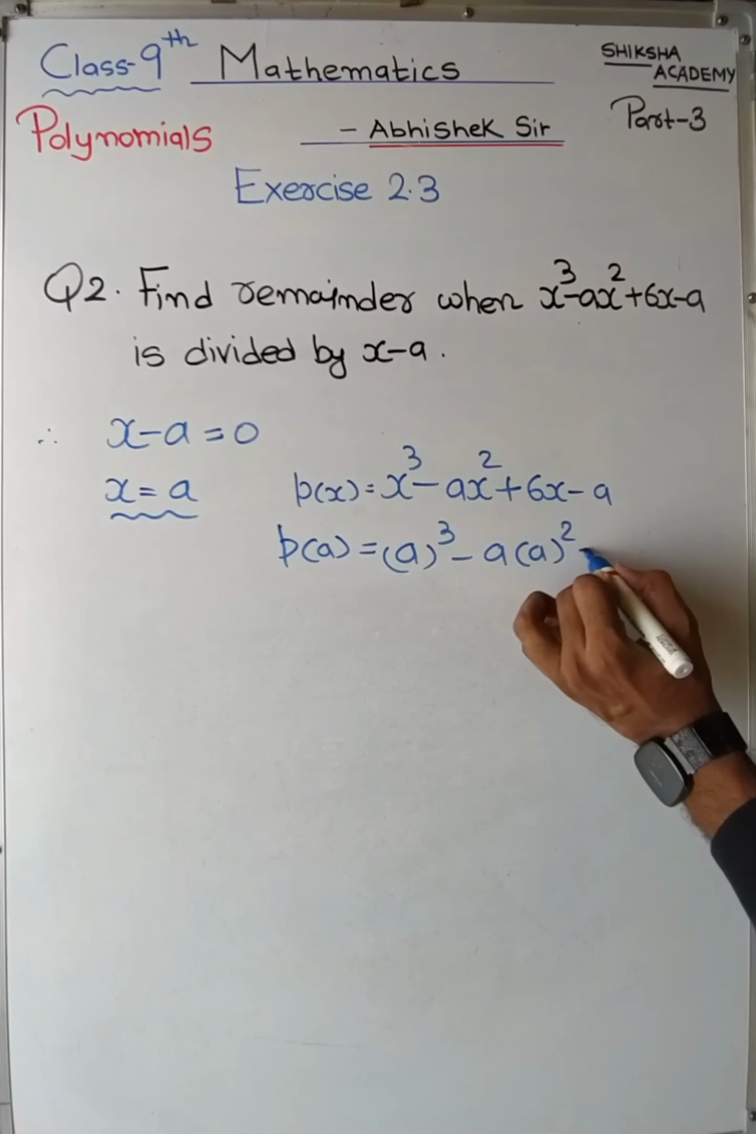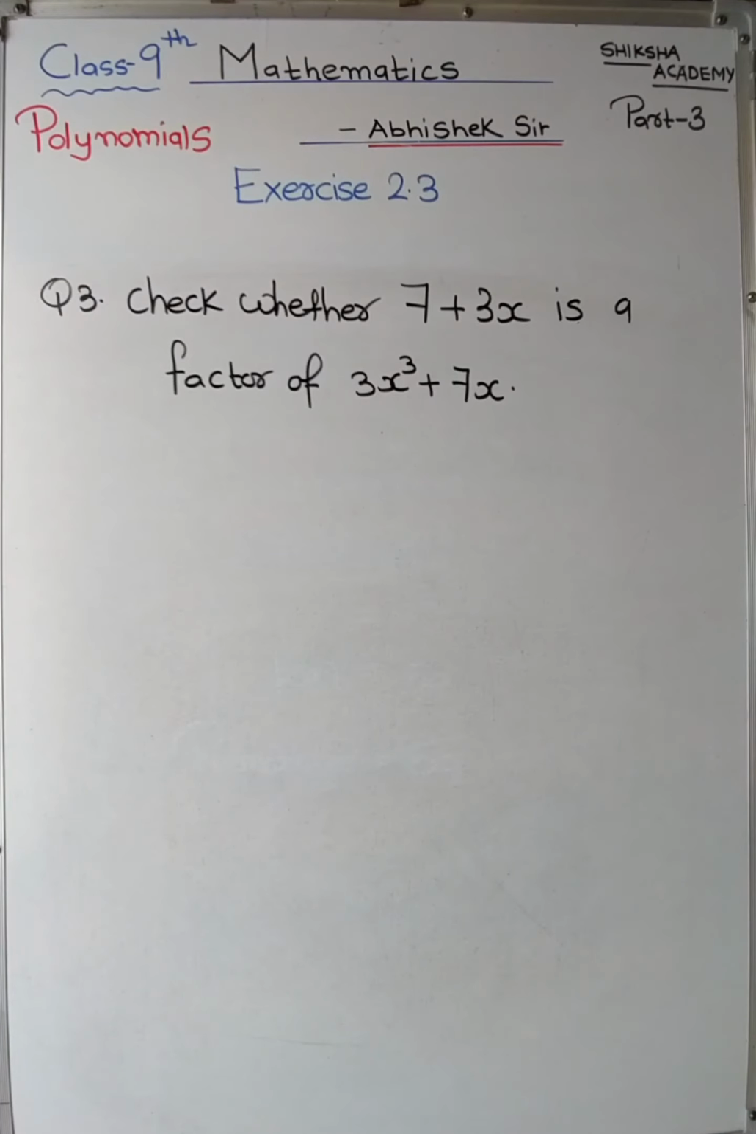So what is the remainder? The remainder that we got is 5a. Now moving on to the last question. Third question is: check whether 7 plus 3x is a factor of 3x cube plus 7x or not.